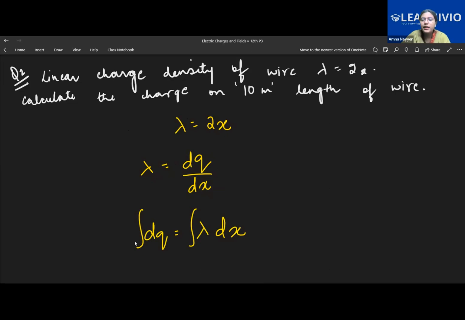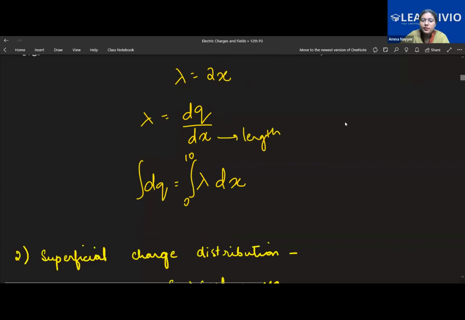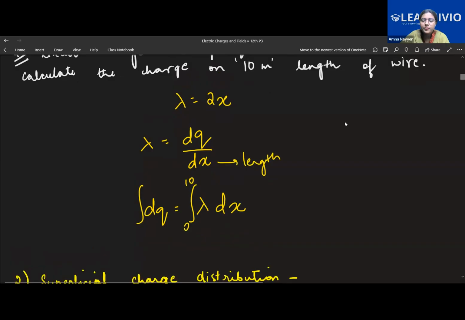Okay. So Aisha, pay attention. You were having some confusion with this, though we'll do integration separately also. But just for this question, pay a little attention. Charge is from 0 to 10-meter length. And we are differentiating length only. dx was the length. So 0 to 10. Now I'll put the value. Lambda is 2x. So q will be equal to the integral of lambda, which is 2x, dx from 0 to 10.